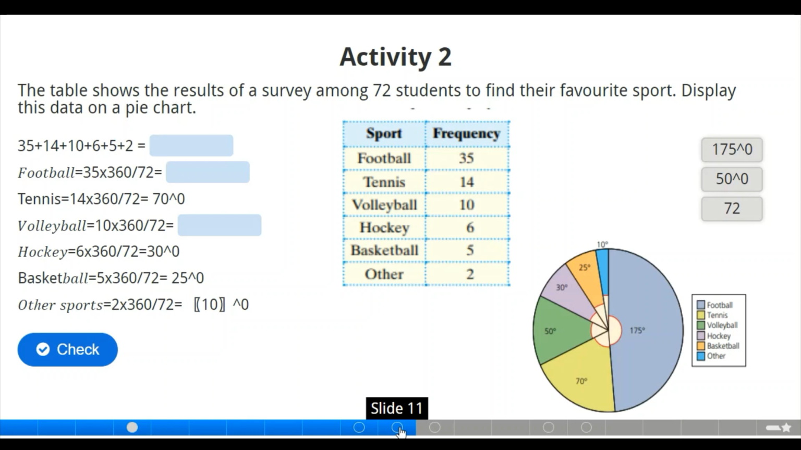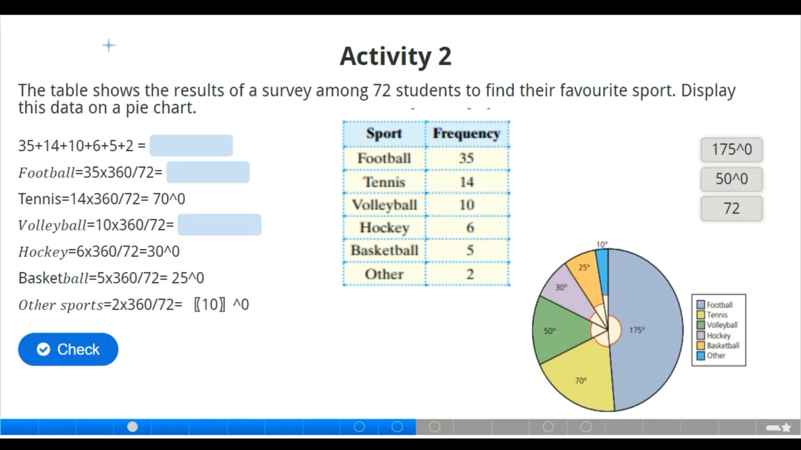is 2. So for us to do this, we are multiplying the frequency times 360 divided by 72. So why are we having 72? By the time we add that 35 plus 14 plus 10 plus 6 plus 5 plus 2, we are going to get the total number of 72 students. So we want to get the degree of their favorite sport.